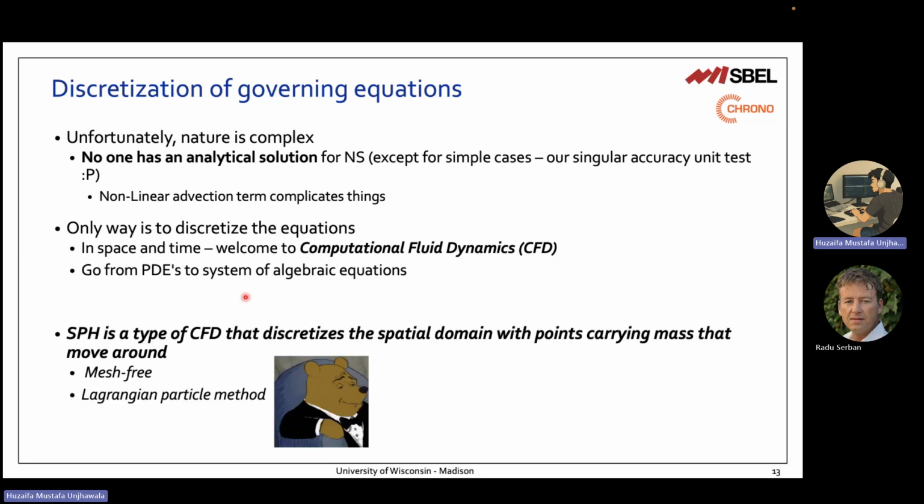So what is SPH? SPH is a type of CFD where your continuous differential equations that are valid all over space, you discretize them. And the way you discretize them is in a Lagrangian manner. So you have points representing the continuum. These points carry mass and they move around, and you solve your equations on these points, right? A fancy way of saying this is that it's meshfree because you only have points. You don't have a computational mesh for the domain, and it's Lagrangian because the points carry the mass, and you solve all the equations on the points, right?